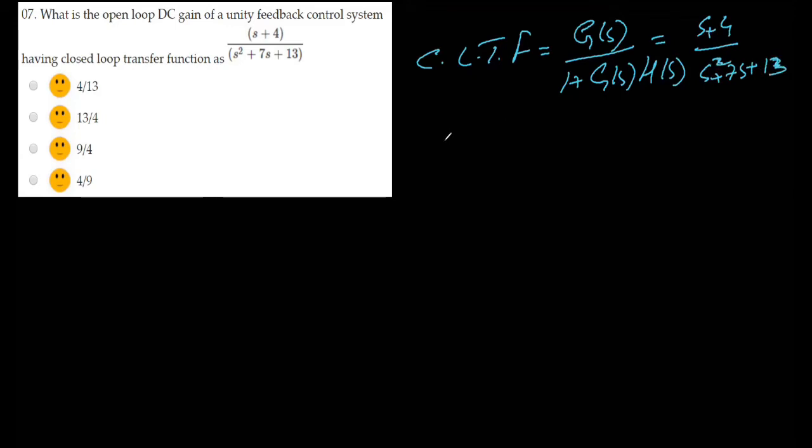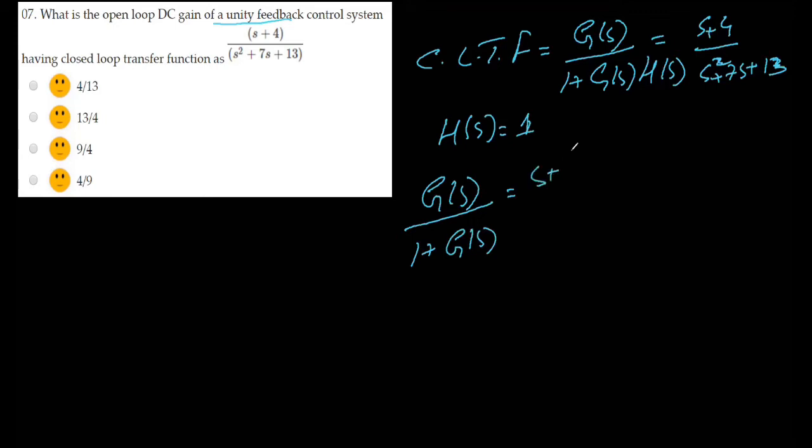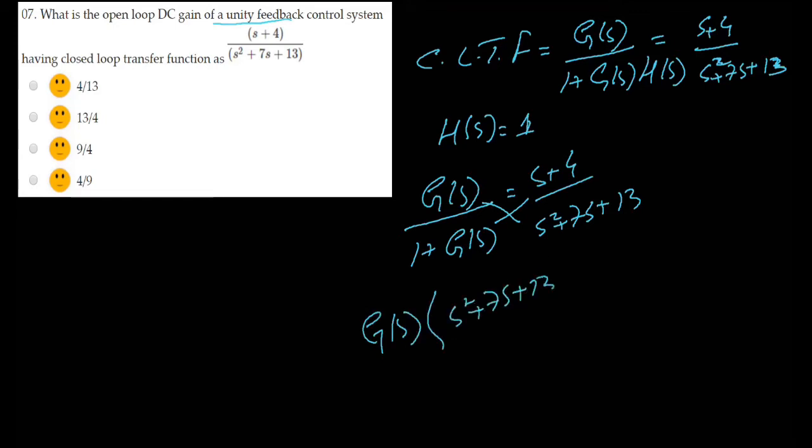So here this is the unity feedback, so my H(s) will be equal to 1. So G(s) divided by 1 plus G(s) will be equal to (s plus 4) divided by (s square plus 7s plus 13). So do cross multiplication.